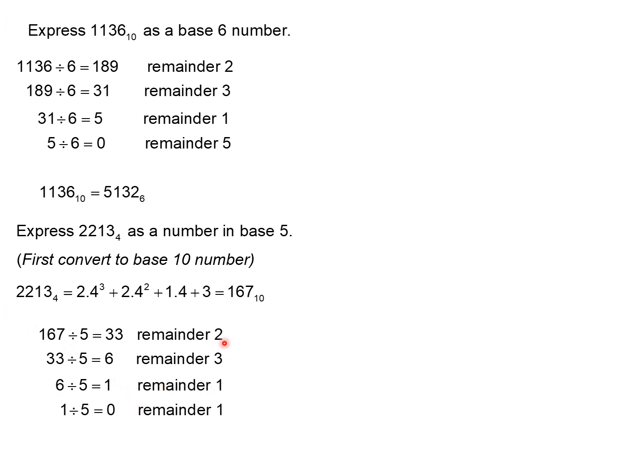Because you want to convert to base 5, you divide 167 by 5, and then whatever quotient you get, you divide by 5 again, and this process repeats until you get 0. Okay, so your answer would be 1132 base 5, right?